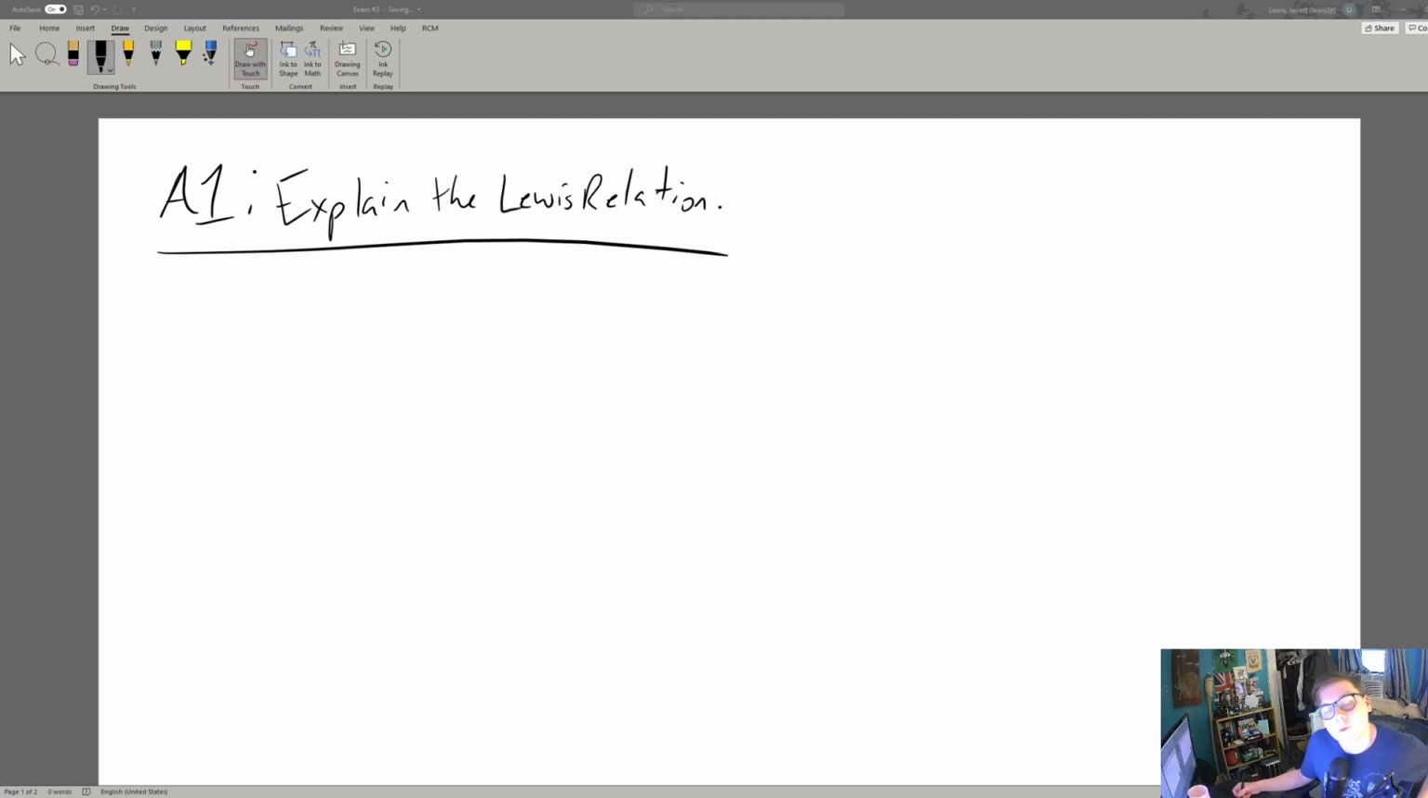Okay, so I am going to explain the Lewis relation, which is a dimensionless number which relates thermal diffusivity and mass diffusivity. So it relates thermal transfer, heat transfer, and mass transfer, and brings the two together. To do that, I'm going to need the equations for convective and conductive heat transfer.